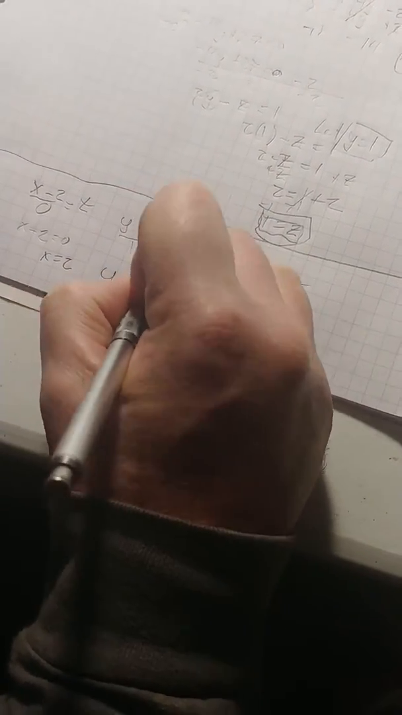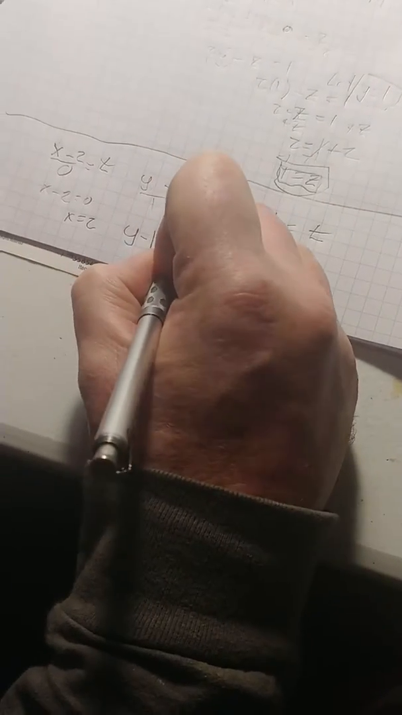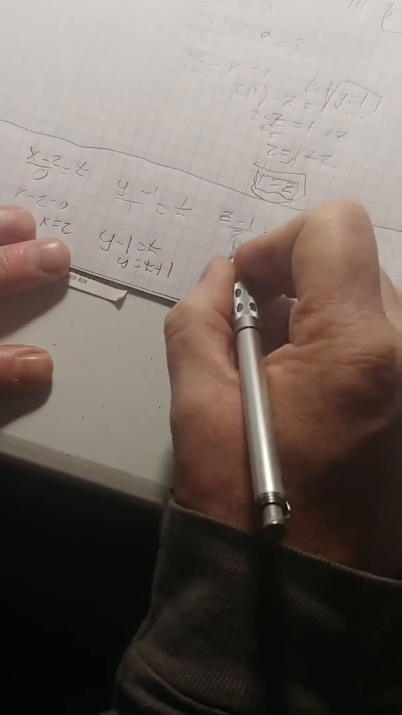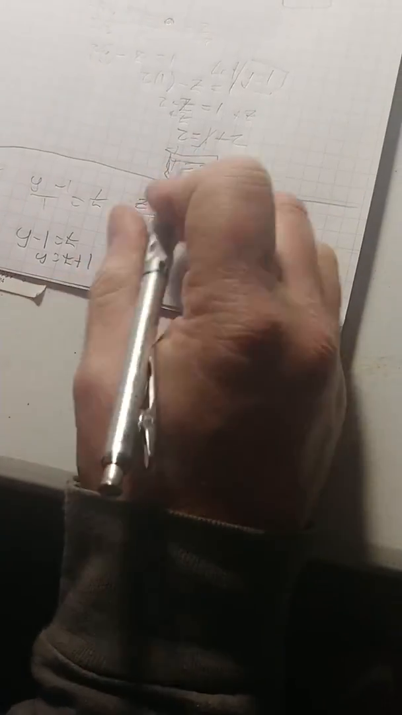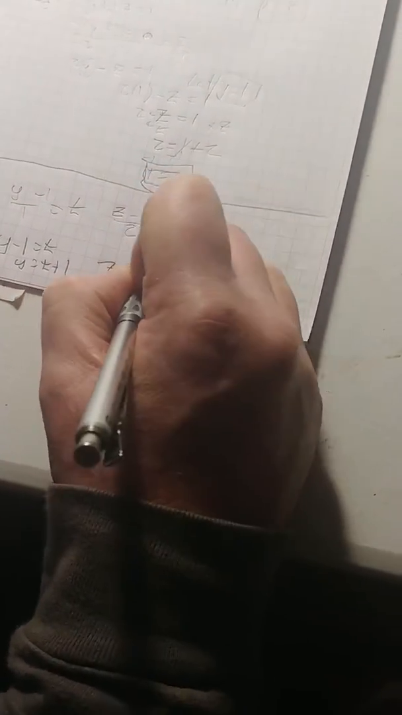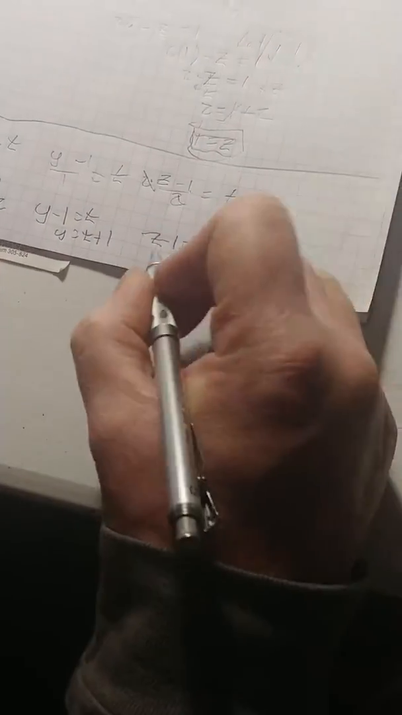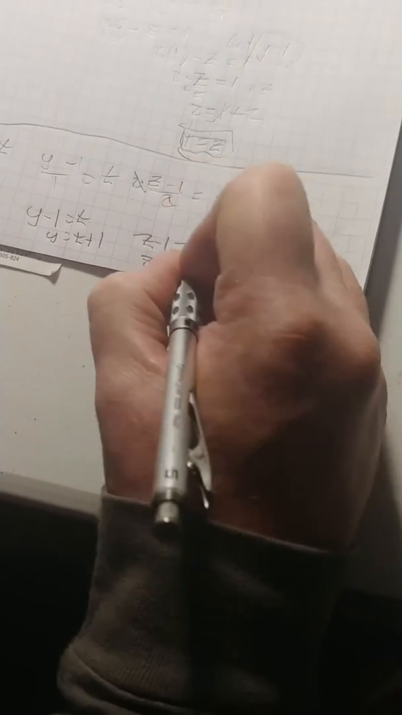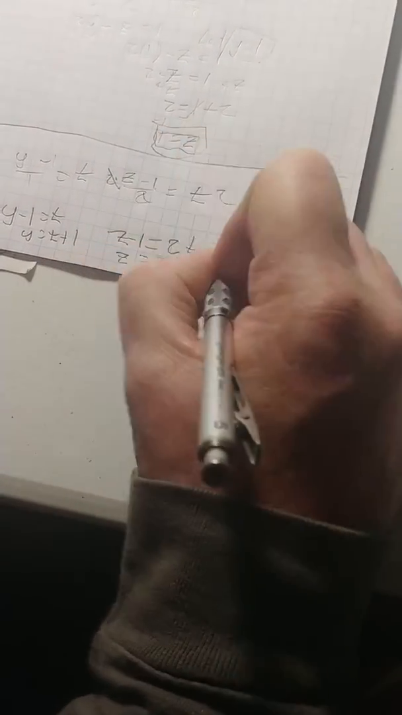So there is no t in the x. So x minus 2 equals 0. So x equals 2. So we have y minus 1 equals t. So y equals t plus 1. And we have z minus 1 is equal to 2t. If I multiply through like this, z minus 1 is equal to 2t. So z is equal to 2t plus 1. There is the equation of our line.